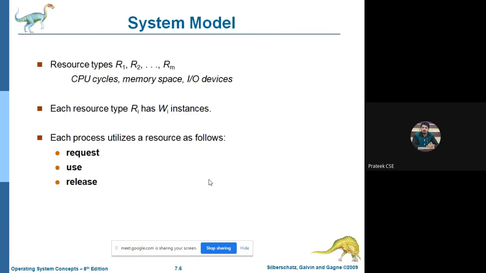Now if I talk about the system model, so there can be different types of resources. तो एक सिस्टम के अंदर बहुत सारे प्रोसेसेस भी हो सकते हैं एंड बहुत सारे रिसोर्सेज भी हो सकते हैं. सो रिसोर्सेज क्या हैं? रिसोर्सेज कैन बी मेमोरी स्पेस, resources can be input output devices, resources can be a CPU. So definitely process को जब भी अपना task execute करना है उसको कुछ ना कुछ resources की requirement होती है, and each resource type Ri has Wi instances.